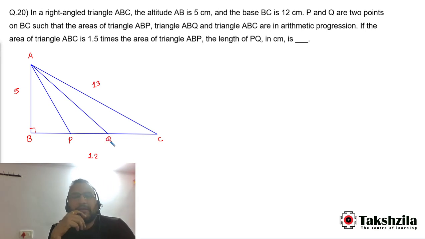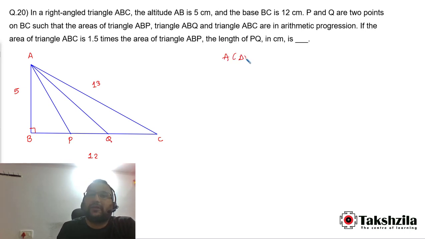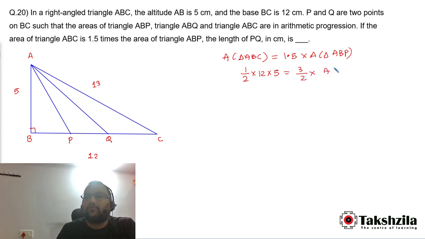After this, the area of triangle ABC is 1.5 times the area of triangle ABP. So the area of triangle ABC is half into base 12, height 5, which is equal to 3 by 2 into the area of triangle ABP. If we solve this further, the 2 and 2 get cancelled out, and the area of triangle ABP is 60 divided by 3, which comes to 20.